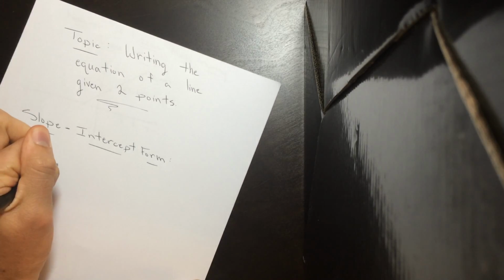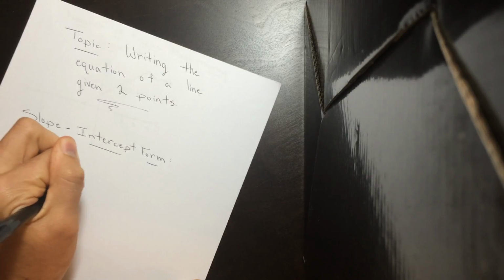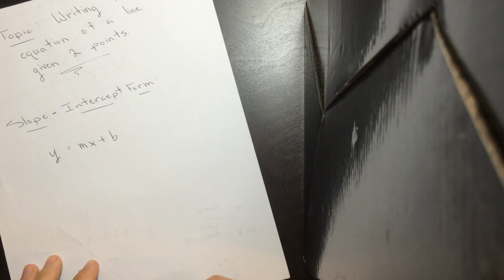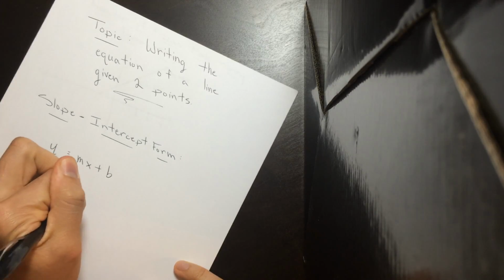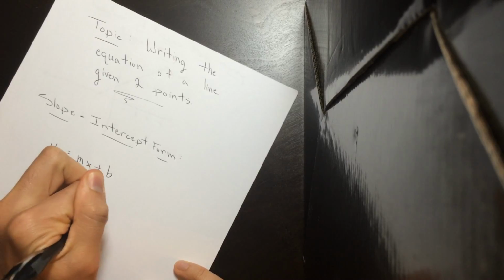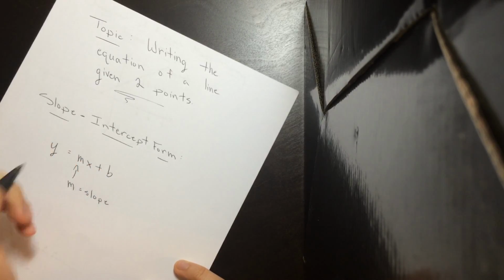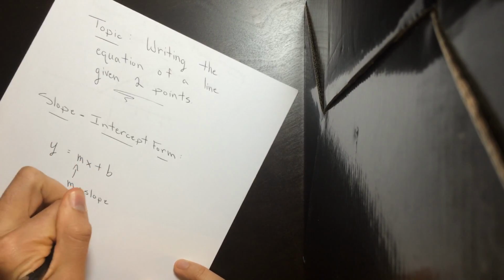Today we're working with slope-intercept form of a line. The slope-intercept form of a line takes the form y is equal to mx plus b. It's called slope-intercept form because the m here represents your slope and the b represents your y-intercept.